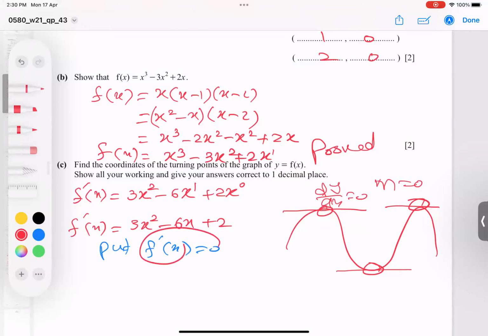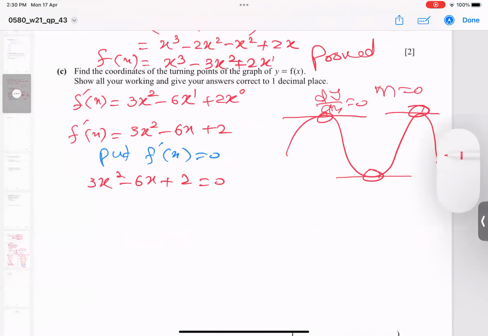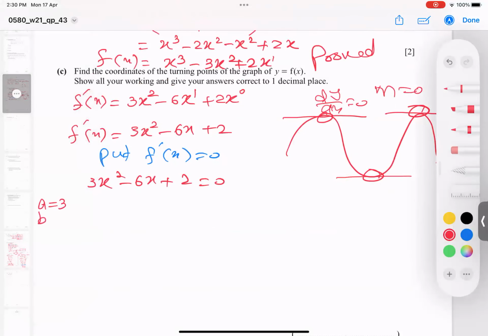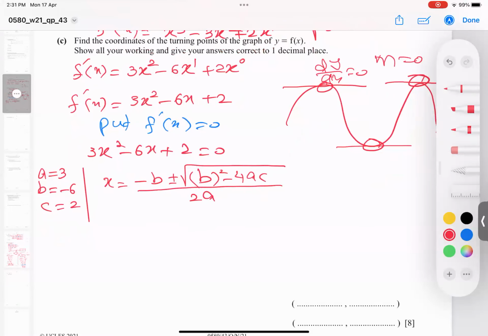When I put 0 here, I get 3x to power 2 minus 6x plus 2 equals 0. You can write 0 on either side, no effect. Now, what are the values of a, b, c? I'm going to apply the quadratic formula. a is 3, b is minus 6, c is plus 2. Don't forget the negative sign. So, applying the quadratic formula, get ready. The formula is x equals negative b plus or minus the square root of b square minus 4ac, over 2a. If you don't show the formula in the exam, no problem, but the step I'm writing now is compulsory to show the examiner.